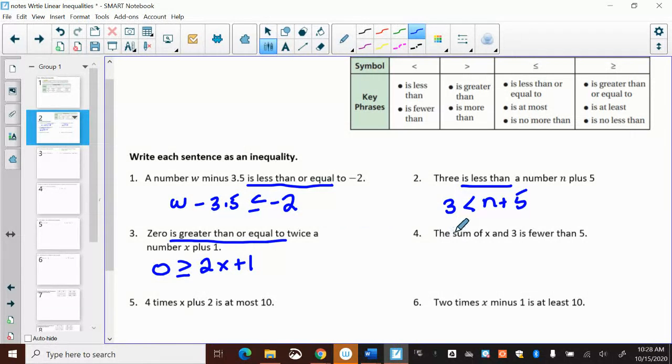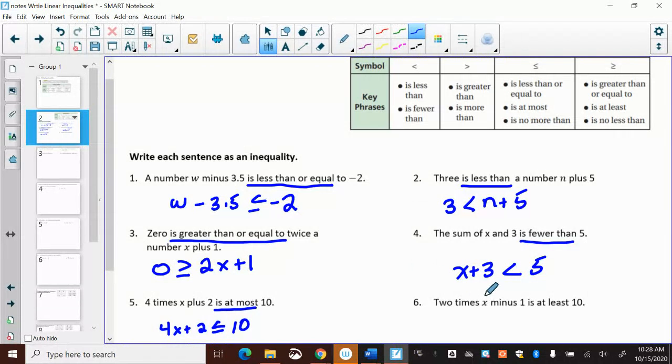Okay. Number 4, the sum of x and 3 is fewer than. Fewer than means less than. Sum means to add. So the sum of x and 3, we add x and 3, is fewer than 5. And the last one here, 4 times x plus 2 is, we're looking for that word is, at most. At most is less than or equal to. So 4 times x plus 2 is at most, so less than or equal to 10.